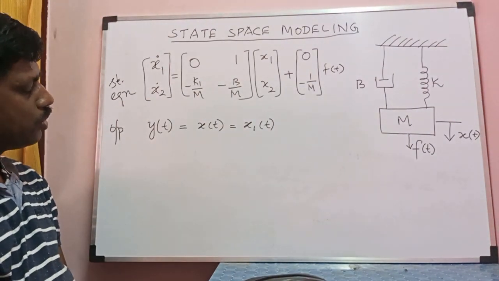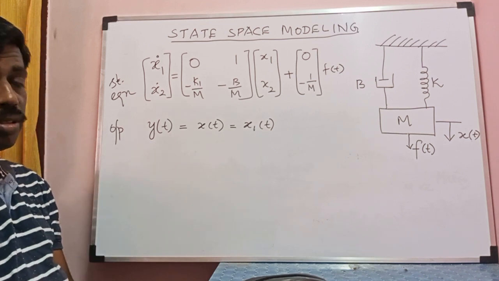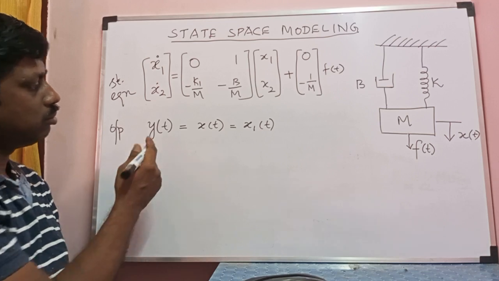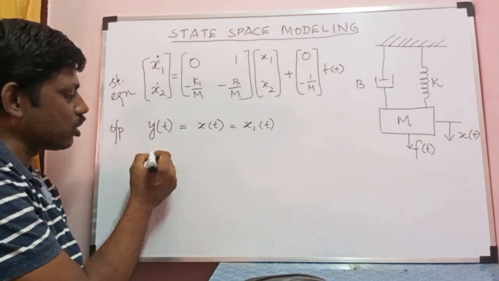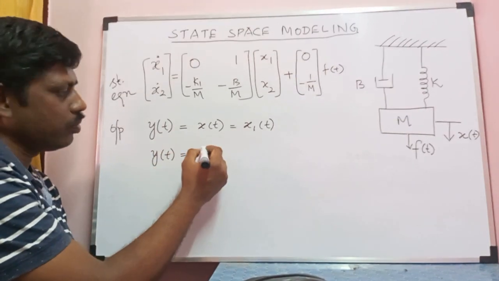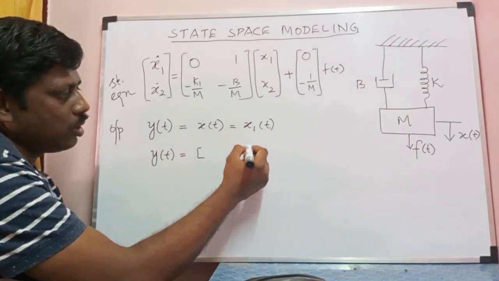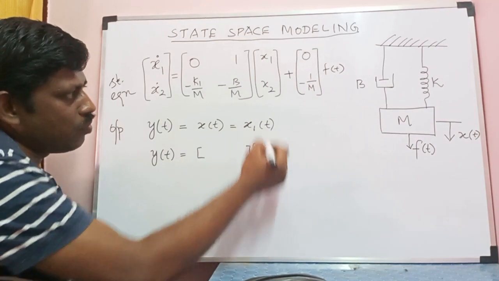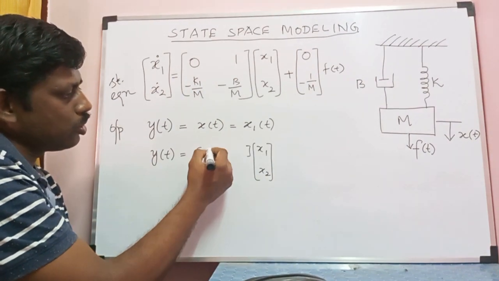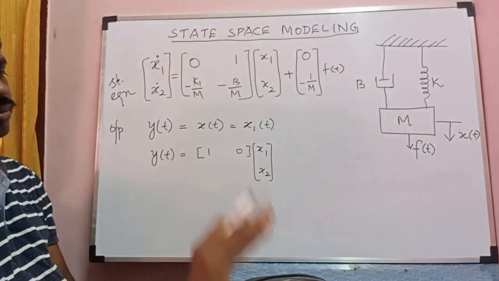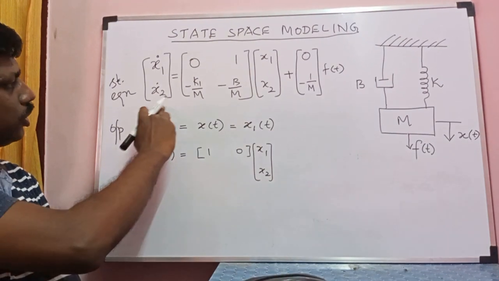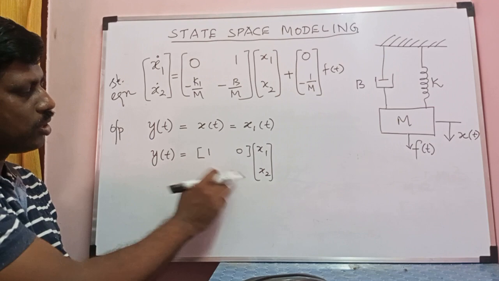So this output equation also I can write in terms of a matrix equation. I will write y of t is equal to, with the same vectors x1 and x2, 1, 0. That's it. So this is the state equation, and now this is the output equation.